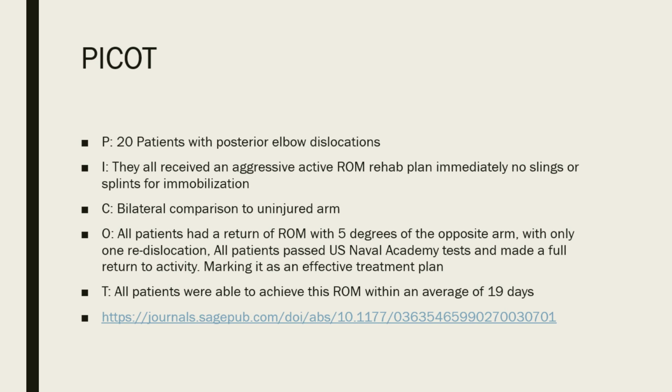They were all able to pass their U.S. Naval Academy tests and made a full return to activity. So they ruled it a very effective treatment plan for elbow dislocations. And the timetable was that they all got full range of motion within 19 days after the initial dislocation.